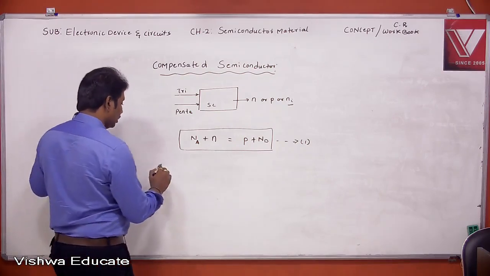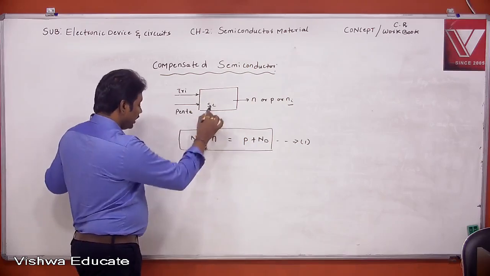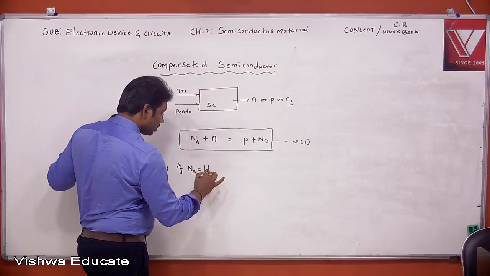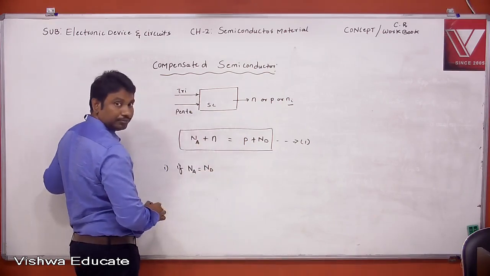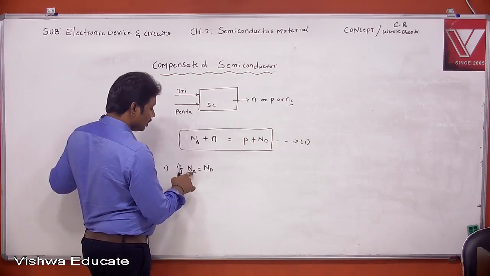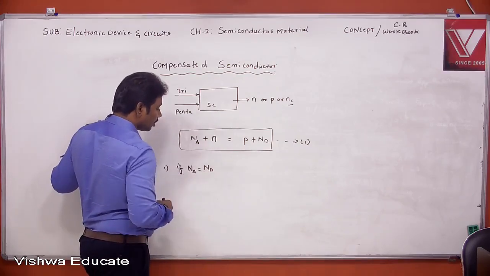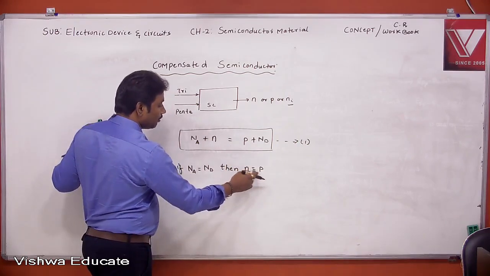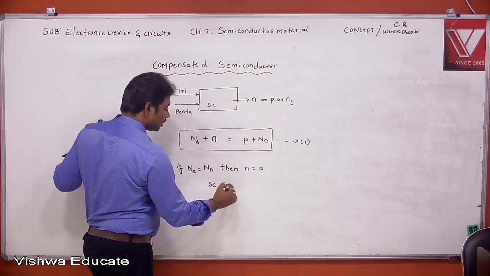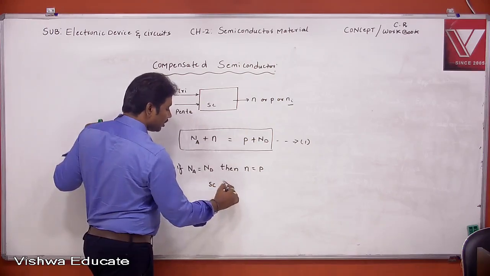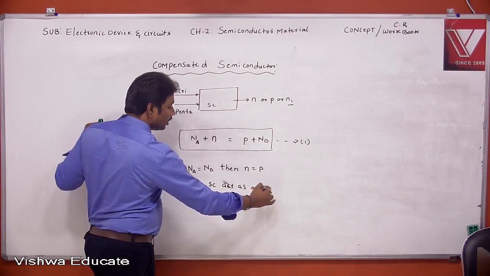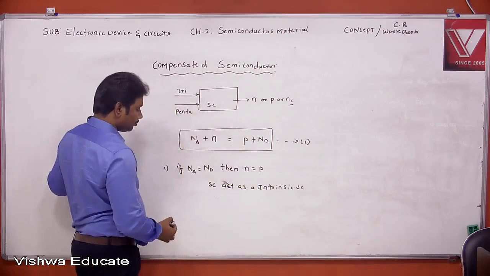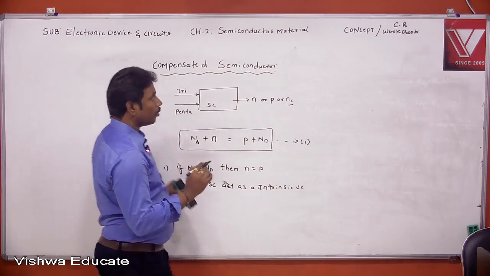See here. For example, if the semiconductor is doped with an equal number of acceptors as well as an equal number of donors, then what is the condition? Then N equal to P. If N equals P, the compensated semiconductor acts as an intrinsic semiconductor. This is case 1. Now case 2.